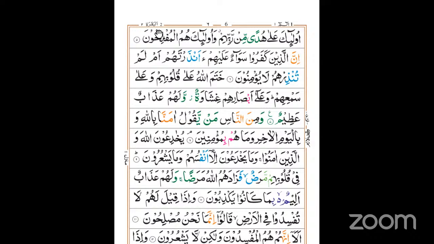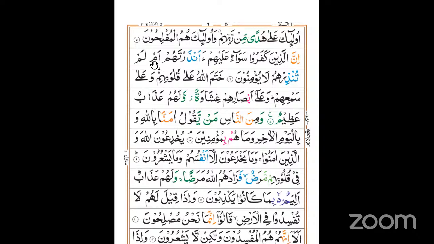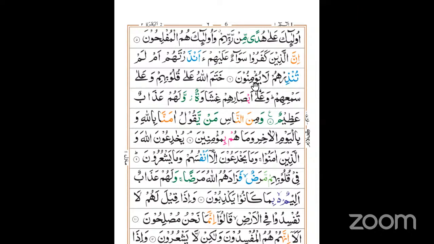Okay, just 1 second before that. Anzartahum means whether you warn them. Am means whether, if you warn them, and aw means or, or if you did not warn them, la yu'minun, they will not believe. So that's what I wanted to ask.